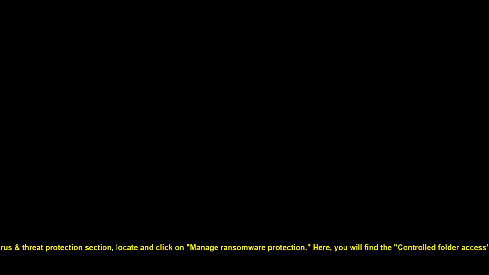Here, you will find the Controlled Folder Access. Click on the toggle switch to turn on Controlled Folder Access if it is currently off. After enabling it, select Protected Folders to choose which folders you want to protect. You can add specific folders by clicking on Add a Protected Folder and navigating to your desired location.